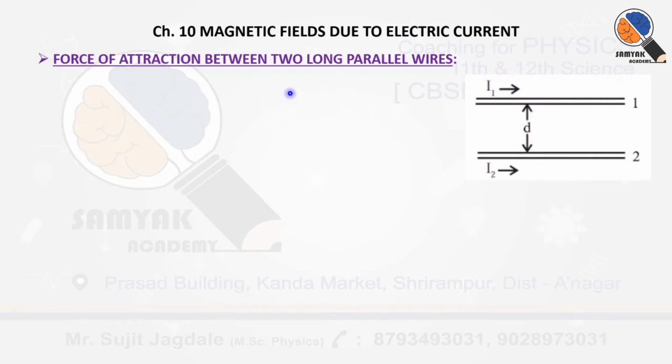Now here, in order to obtain the force of attraction between two long parallel wires, we have to consider two parallel conductors, that means two long parallel wires which carry current, and a different amount of current is flowing through them. Suppose through the first wire the current I1 is flowing, and through the second wire the current I2 is flowing. As these two wires are parallel to each other, their distance of separation, which is taken as small d, is the same at each and every point. If you take any point on conductor 1 and conductor 2 which are in the same line, their distance is always small d, because these two conductors are parallel.